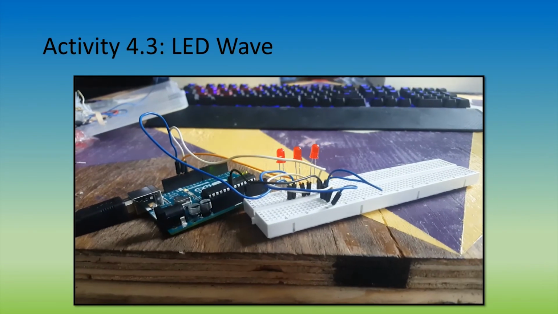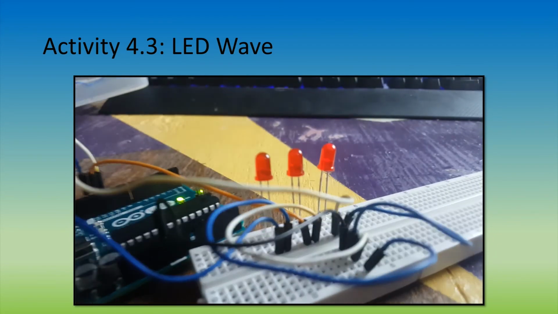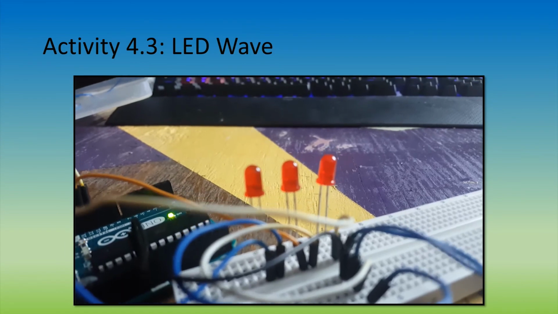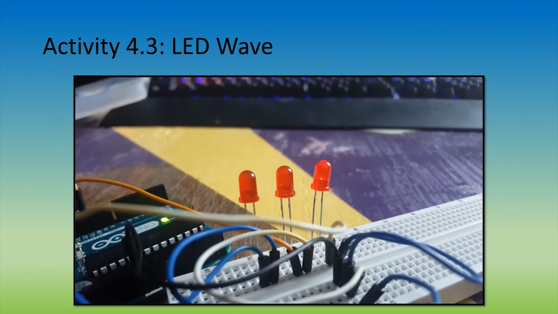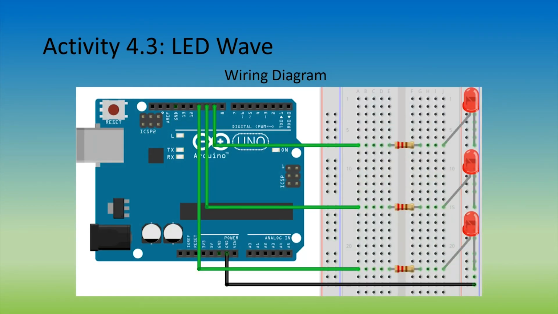This last activity is a bit challenging. Look at this video to see how the LEDs should behave with the program you write. They should turn on and off one after another. Try to use a for loop that goes through each of the pin numbers. Here is the wiring diagram for this activity. Take note of what pin numbers your LEDs are connected to so that you can use those pin numbers in your program.